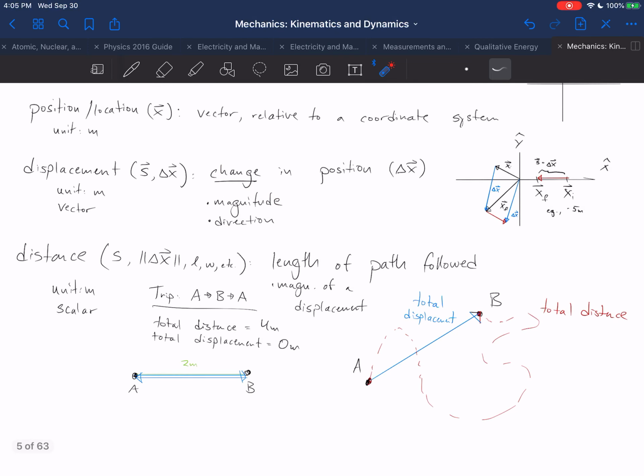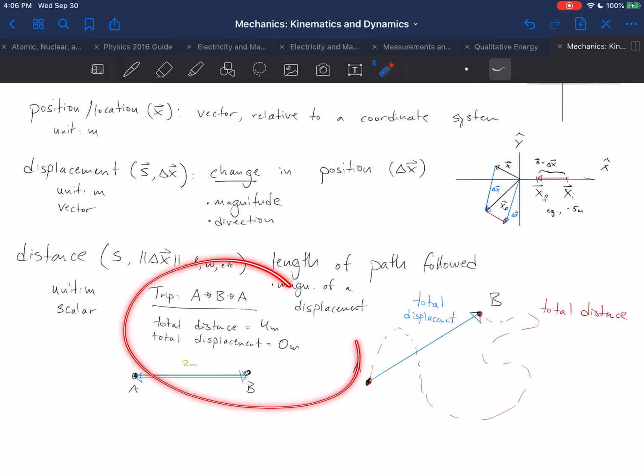And finally, we have the concept of distance. Distance is a term that means the absolute value of the displacement as a vector. It is a scalar itself, and is often given this symbol here just to indicate the magnitude of the displacement, or it's given another name like length or width or height, for example. And the definition of distance is the length of the path followed. It's the length of the total path followed, and it can be the magnitude of a displacement.